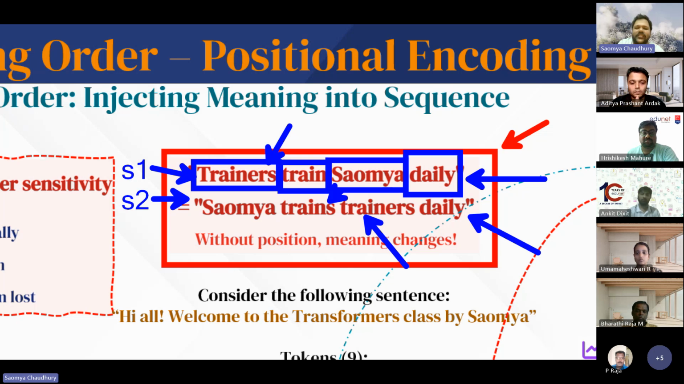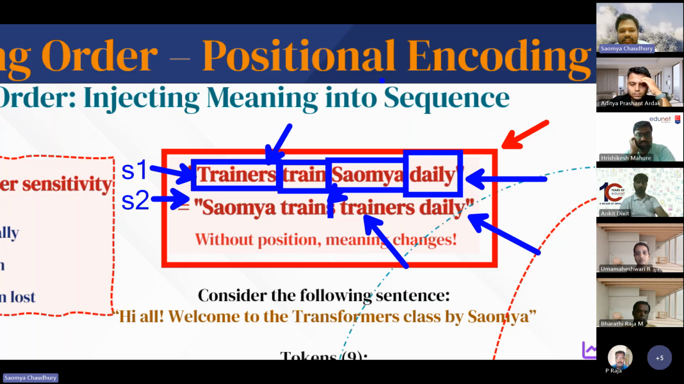So you can take a total of 5 tokens. Suppose in the context, let me remove trains here for easy contextual understanding. Still, if I talk about Saumya train trainers daily, it is still the same thing, but the meaning changes here. Same way if I talk about train, or daily, you have daily.